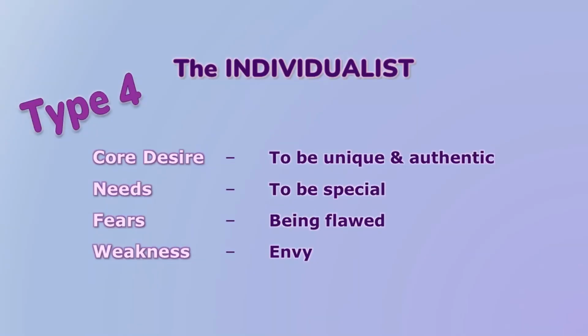Type 4s are individualists. The core desire of a type 4 is to be authentic and unique. They need to be special, especially on their own merit. They fear being defective or flawed. Their weakness is supposed to be envy. That is, they feel others have what they do not have. So there are two characters that I choose for type 4. One is Arjuna and the other one is Duryodhana.